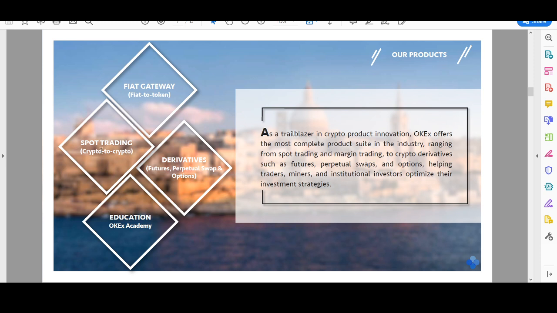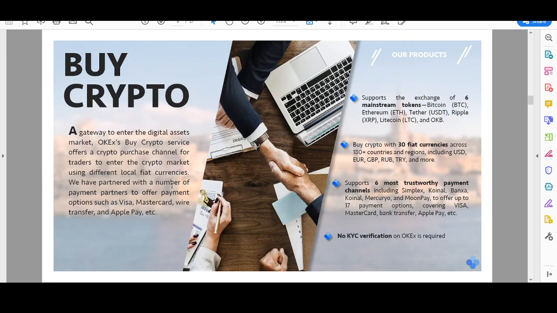They provide spot trading, like Coinbase, for new people that just want to buy and hold. I like their derivatives market as well, the futures and perpetual swap. I'm not an expert on the options, so I'll talk about what I'm experienced in, and their education. If you're new to crypto, you can learn a lot more about it.